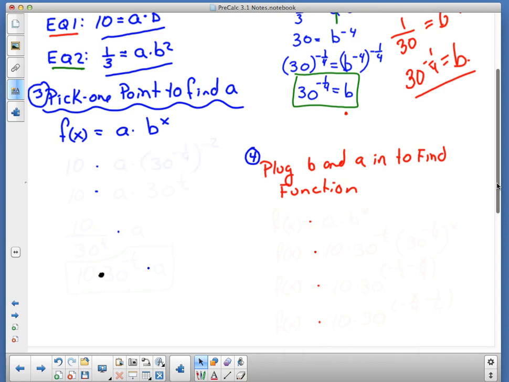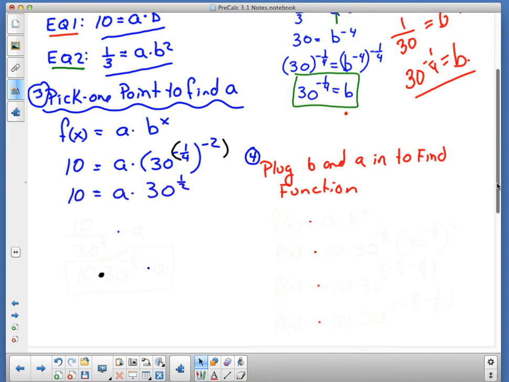So I'm going to put 10 is equal to a times the quantity 30 to the negative 1/4 power, which goes in for b. And now I'm going to evaluate for my a value, because I already know what everything else is. I just have to find a. So I'm going to multiply by negative 2 and negative 1/4 this power here.